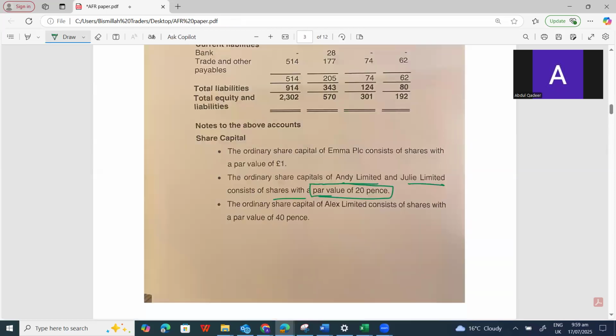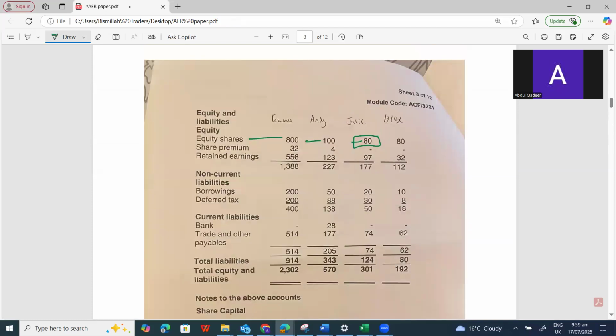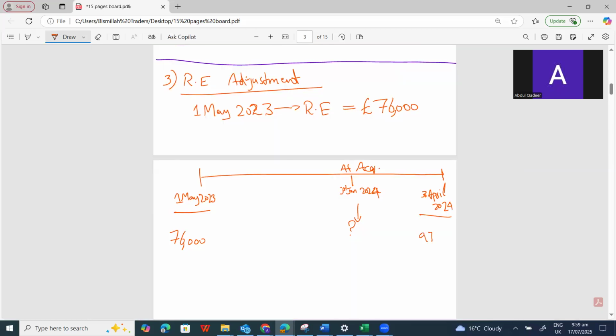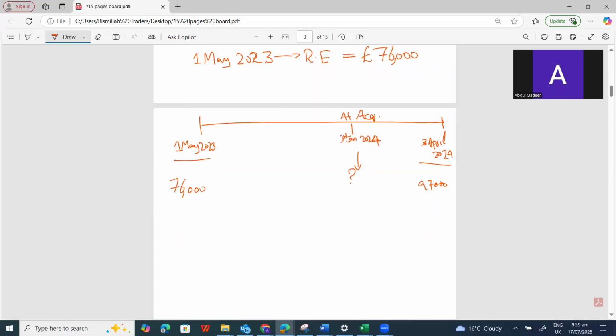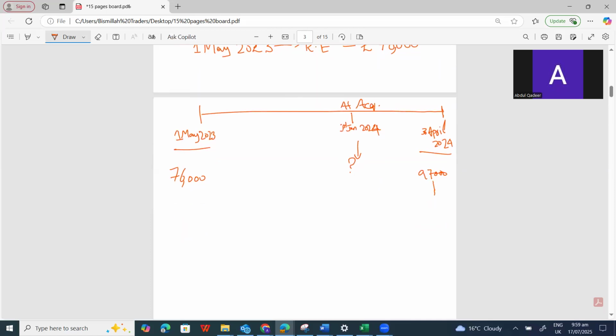Let's see. At reporting date, retained earning we can find in the individual financial statement, and here it is 97,000. Okay, what is the difference between the two? 76 to 97 is 21,000 pounds. What change has occurred in the retained earning? Retained earning has increased by 21,000 pounds.